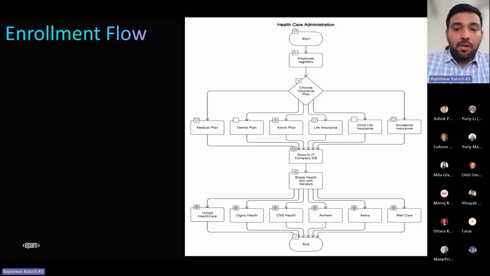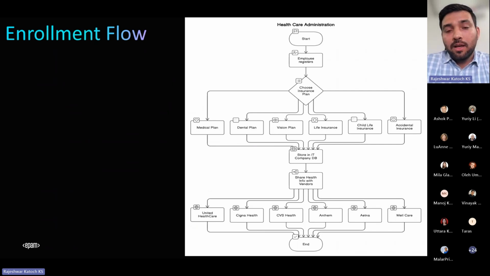So say for example, there is a form which the IT system has already built. It has been shared with the employees or any other customers. I have given a flow chart here which will give you an overview of how the processes are. So the employee registers and then chooses the insurance plan. There are many insurance plans right now, right? We'll have medical plan, dental plan, vision and life insurance.